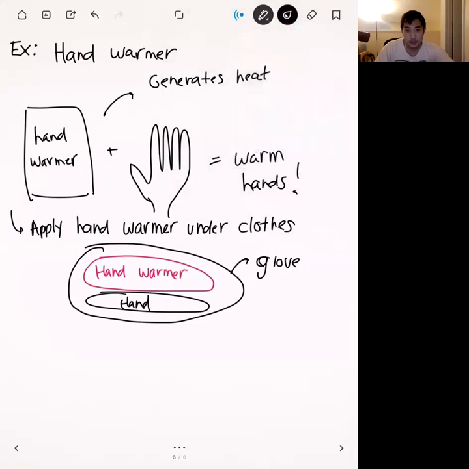Since we're shielding the hand warmer with clothes in order to insulate it, there's going to be no heat loss due to convection, because for there to be convection, your object has to be exposed to the outside winds. But in this case we don't have that, because we're shielding it with our clothes. In addition to this, we're not applying any additional warming to the hand warmer. So we can basically assume that the prescribed heat flux is zero.